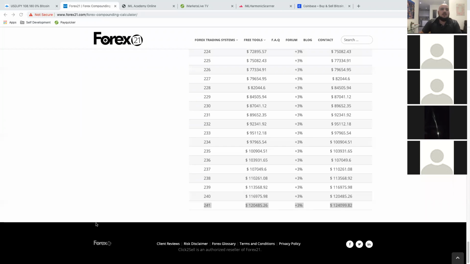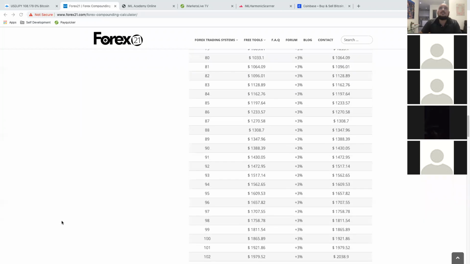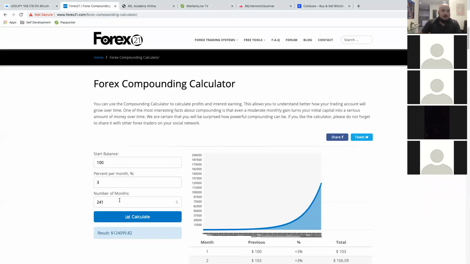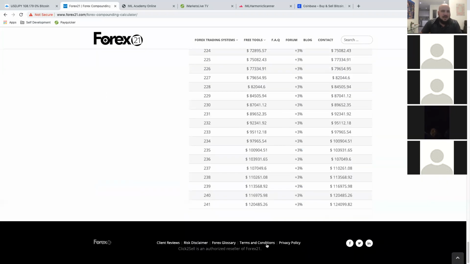I want you guys, here's what I do. Part of my trading plan is I come in here just about every day. I put the balance of my account. I put the number 3% there and I calculate it and I go all the way down to the bottom so I know where I'm going.